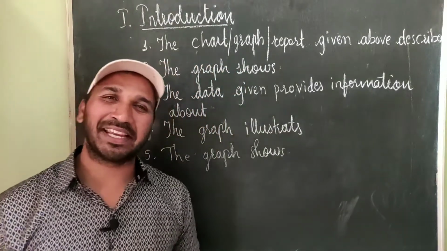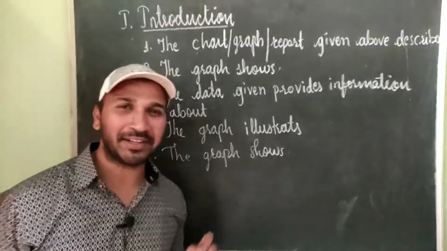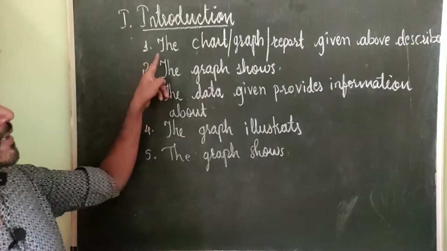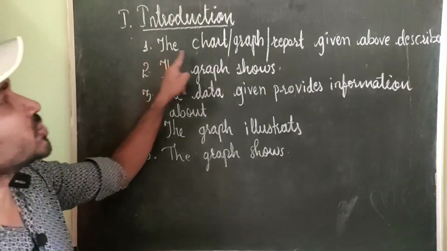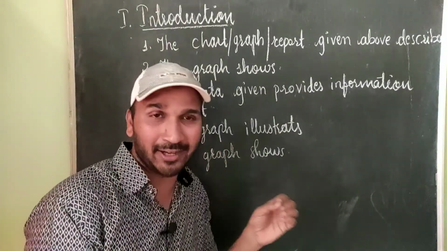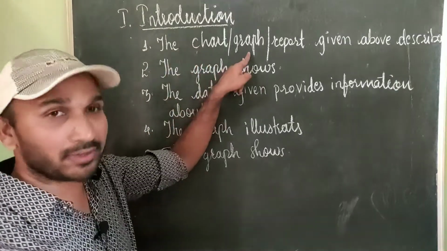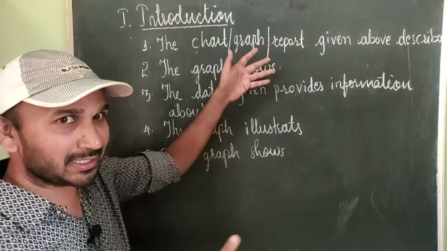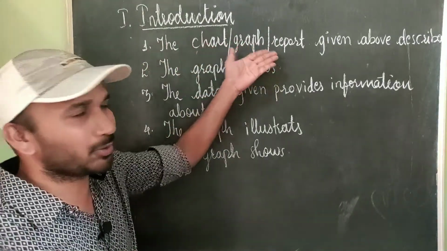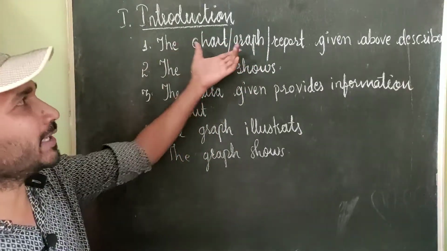So let's see how to write the introduction. These are the sentences I have written here that are useful for writing the introduction. How to start? In the first line, you have to decide what is given, and then write the chart, the graph if a graph is given, or the report or the data, whatever the given thing is.